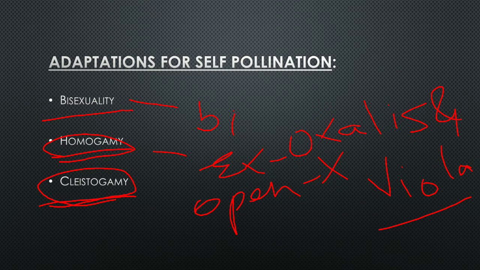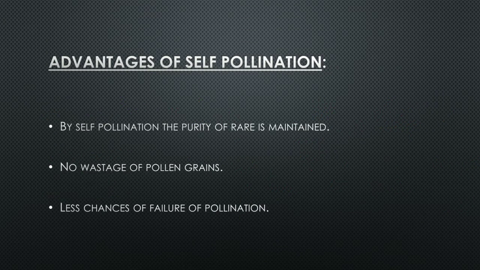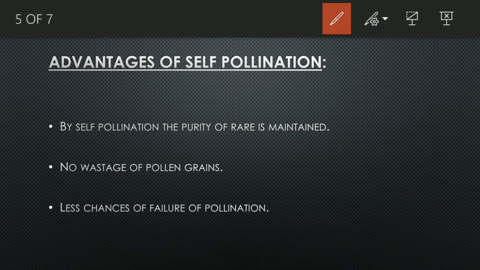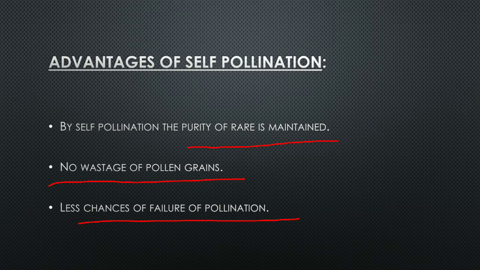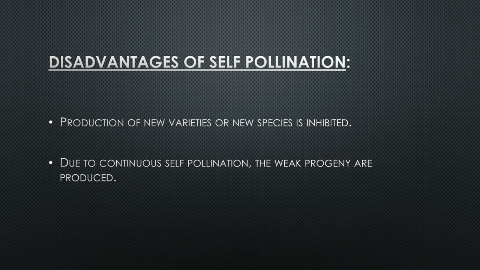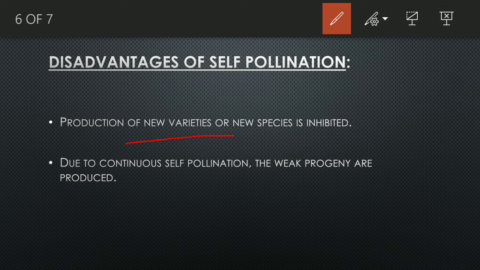Now, what are the advantages of self-pollination? By self-pollination, the purity of race is maintained and there is no wastage of pollen grains and there are fewer chances of failure of pollination. Now, what are the disadvantages of self-pollination? The production of new variety or new species is inhibited and due to continuous self-pollination, the weak progeny are produced.